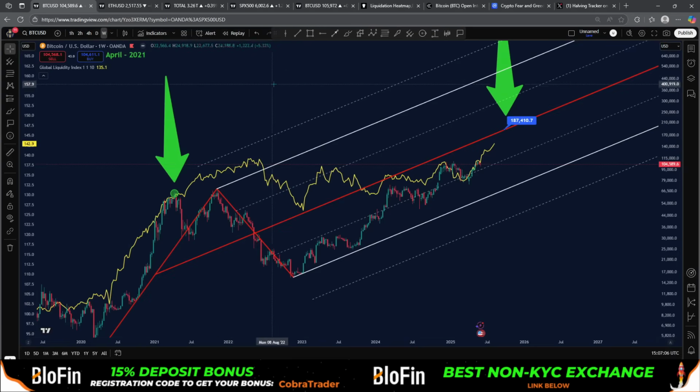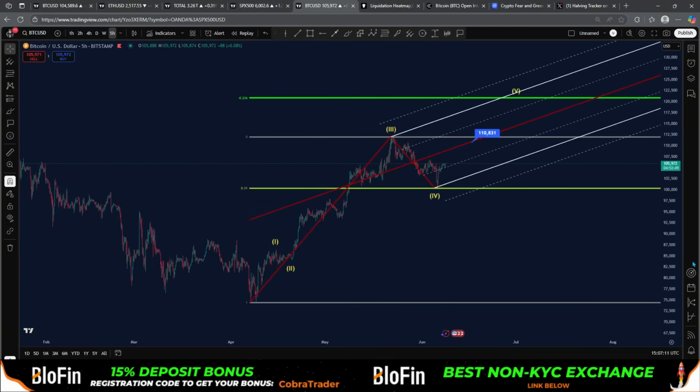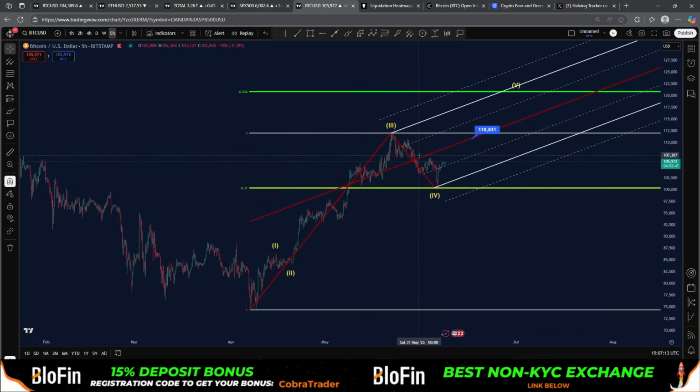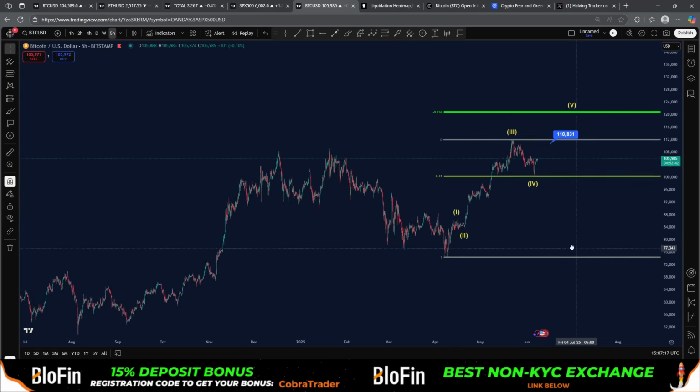Let's jump into the short time frame analysis here on Bitcoin. So thank you guys for your patience, for you who waited for the short time frame analysis. For the shorter time frame analysis, we can jump in here on the 5-hour chart.